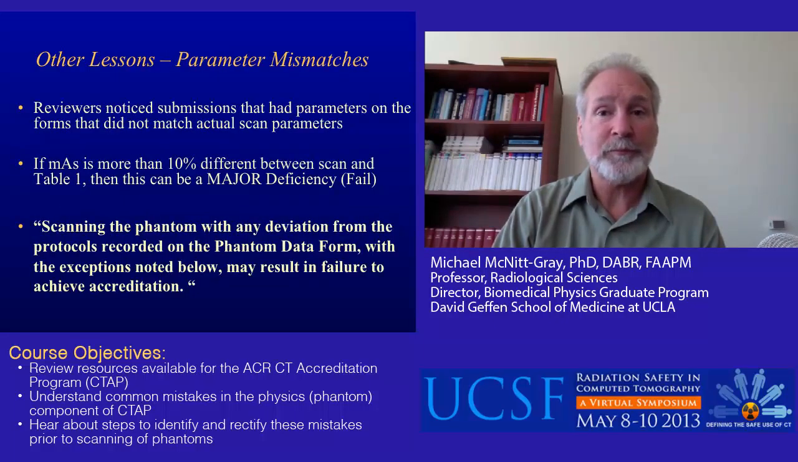Parameter mismatches are another area of common mistakes. Reviewers notice submissions that had parameters on the forms that did not match the actual scan parameters. So now, if the MAS is more than 10% different between the scan and what's listed in Table 1, this can be considered a major deficiency, which would lead to failure. So we're looking for consistency between Table 1 and the actual values of the phantom when it's scanned.